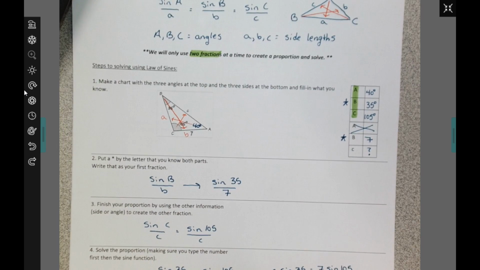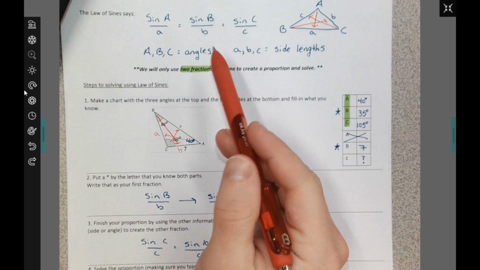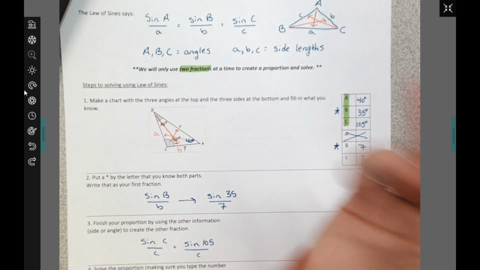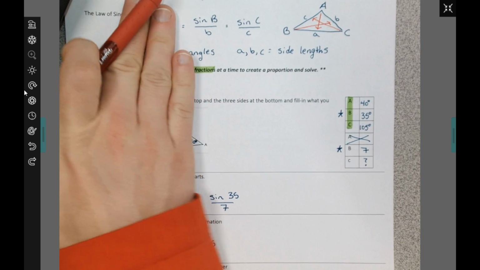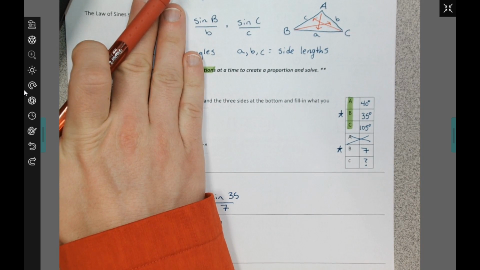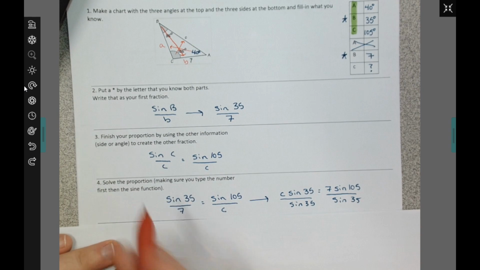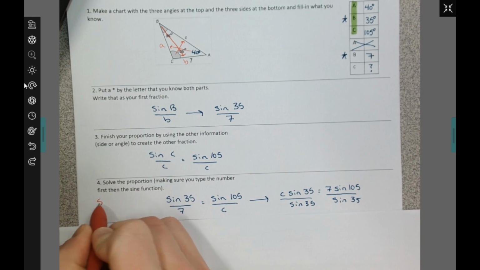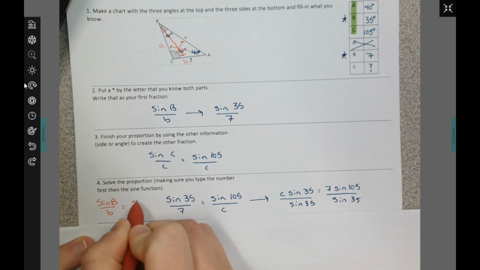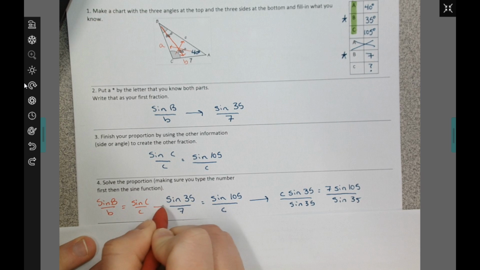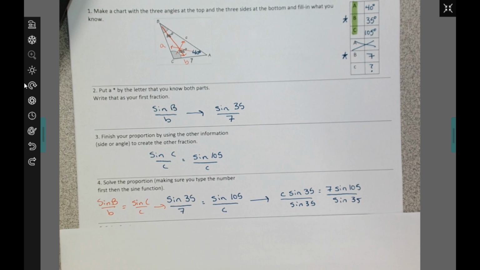If we go about solving it, you go up to your formula. We picked the B and C, so I'm going to forget A. We're just going to say sine B over B equals sine C over C. So that's what I have right here. Sine B over B equals sine C over C. And then we would solve it just how we would any other type of problem.